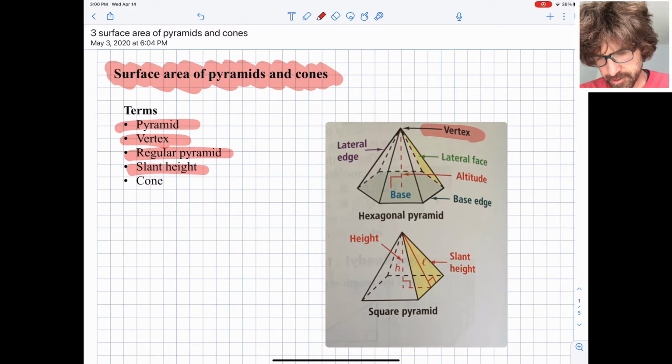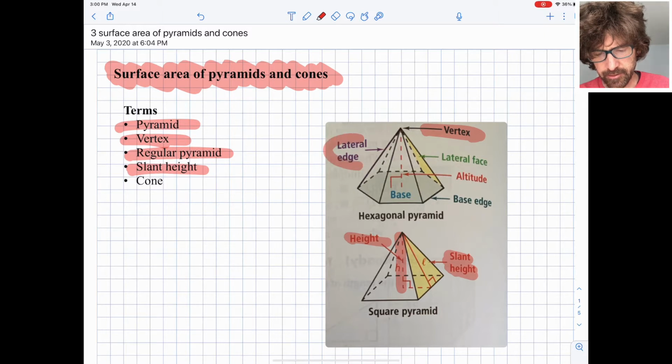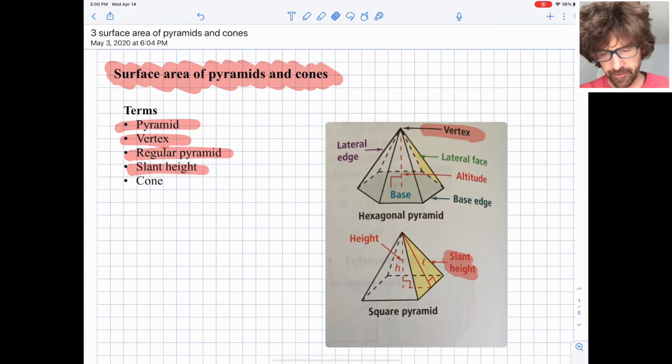And that differs from the interior height of the pyramid. So it's important that you understand the difference between the height of a pyramid and the slant height of a pyramid. The slant height also, importantly, is not along the lateral edge of a pyramid. The slant height goes through the middle of one of those triangular faces. So we're going to be working with slant height quite a bit here, and it's real important that you really get that.